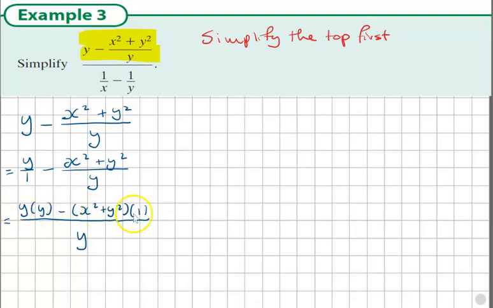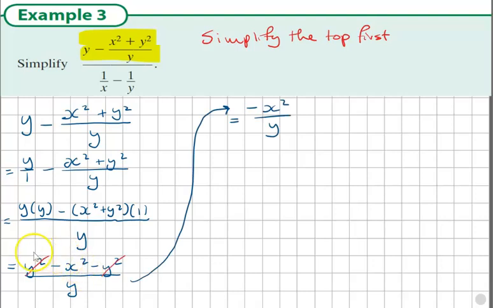Then we're going to multiply out our numerator. So y times y is y squared, and then minus times x squared times 1 is minus x squared, and minus times y squared times 1 is minus y squared. And that's all over y. Then hopefully you notice that the y squareds will cancel. So we have minus x squared all over y, and this is now our numerator.